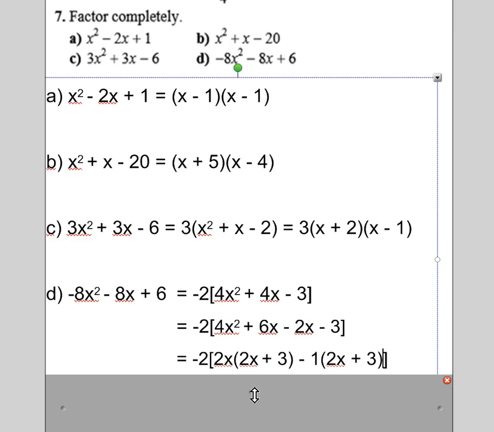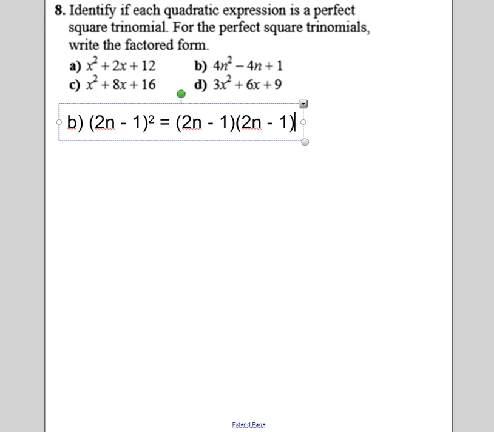At this point we're examining that the square root of 4n squared is 2n, and the square root of 1 is either +1 or -1, and -1 is the better fit here because the middle term is negative. So here half of -4n is -2, and if we look at the expansion, we're going to have -2n and -2n repeated, and then the square of -1 is +1, and the square of 2n is 4n squared. So that's a perfect square.